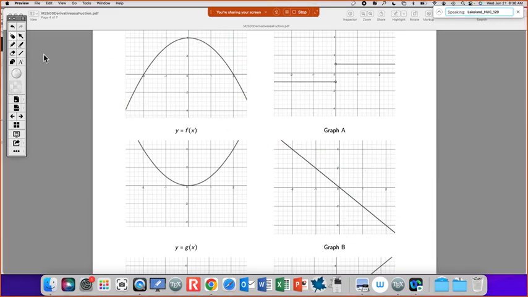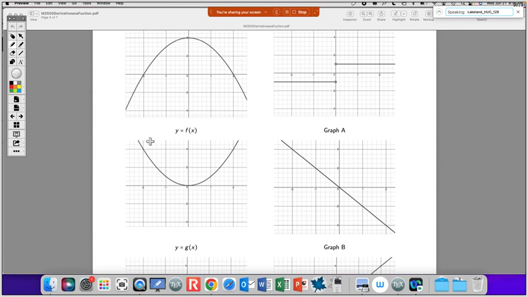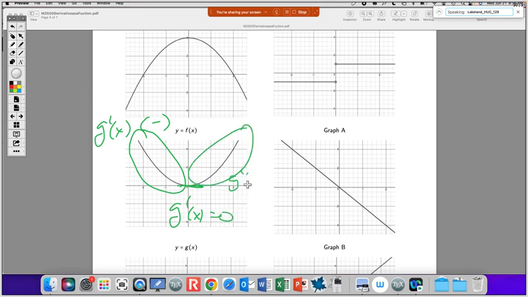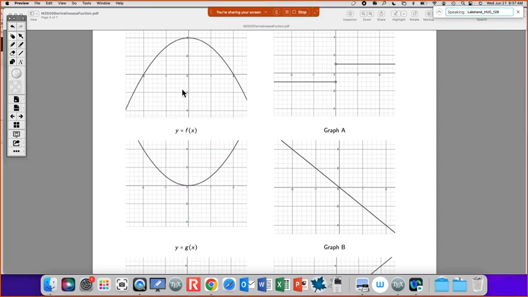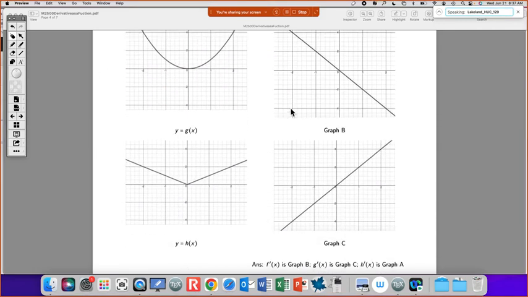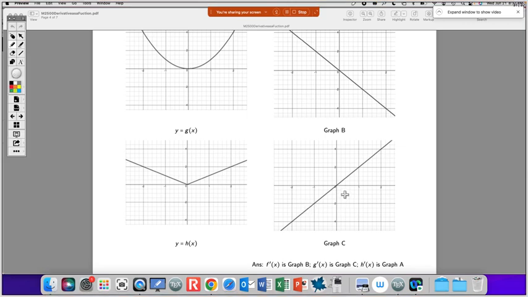Now what about g of x? All of these slopes over here are what? Yeah, these are all negative. Then it's what? 0, and then it's what? Positive. So which graph has negative, 0, then positive? Graph C. You see the connection or not, folks?